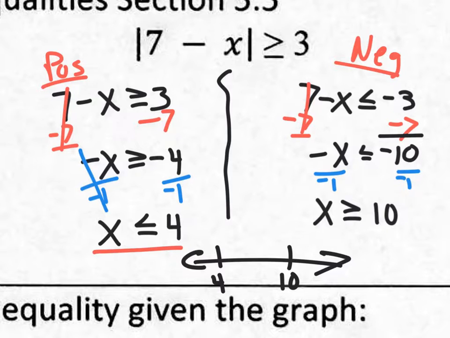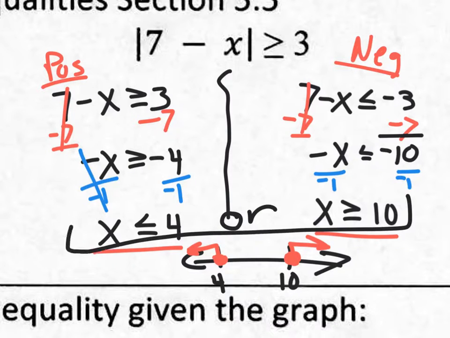This first one says x is less than or equal to 4, solid dot to the left. And this other one says x is greater than or equal to 10 to the right. So the areas are apart, which means I have to write the answers apart with the word or right between them. So that would be my answer right there: x is less than or equal to 4, or x is greater than or equal to 10.